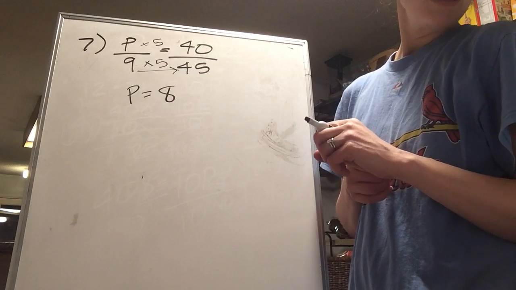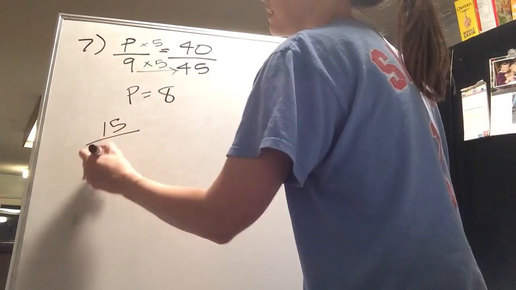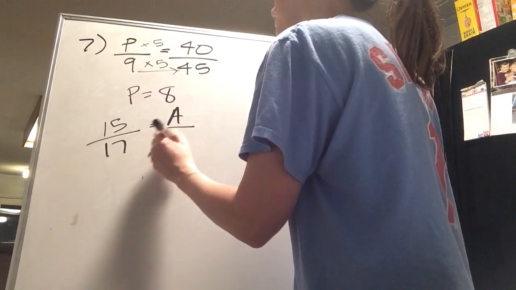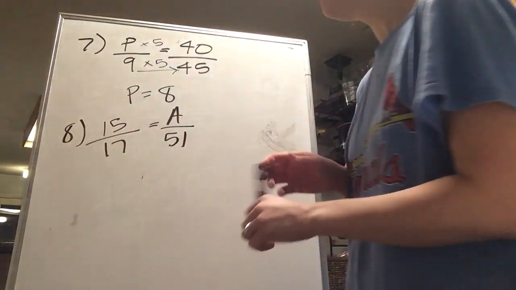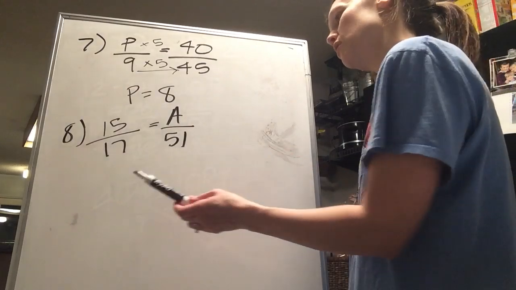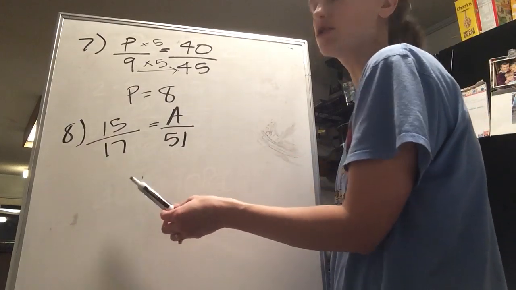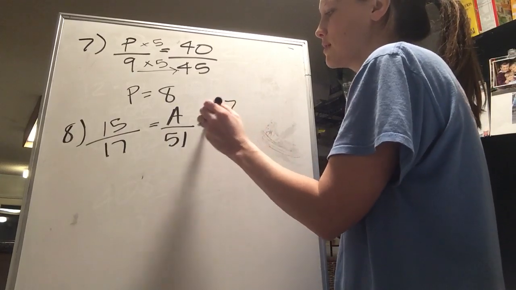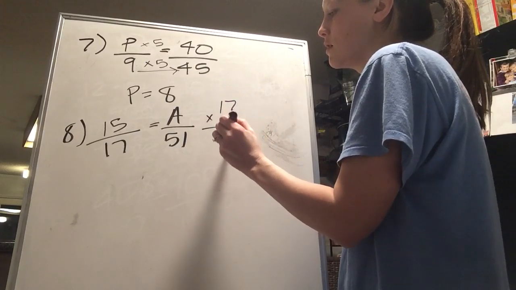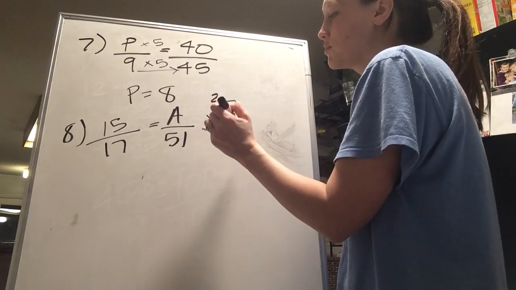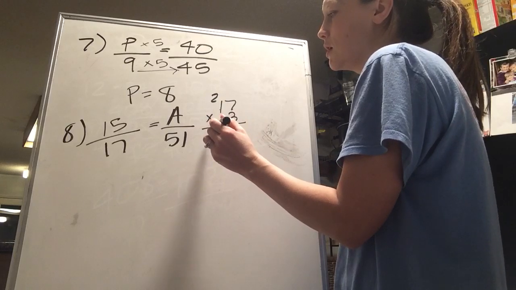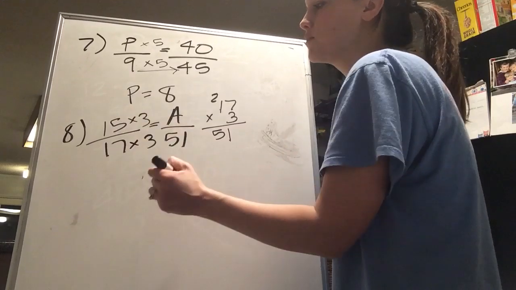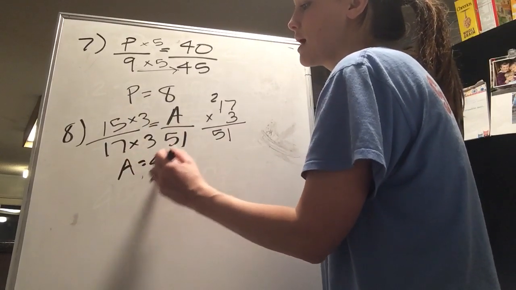Okay, number 8. 15 is to 17 as A is to 51. This one doesn't seem as obvious, but as we're doing more multiplication and going over that, there is a relationship with 17 and 51. So 17 times 3, you get 21, carry the 2, 3 times 1 is 3, plus 2 is 5, so 51. So 17 times 3 is 51. 15 times 3 is 45, so A is 45.